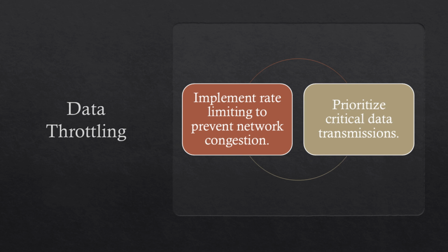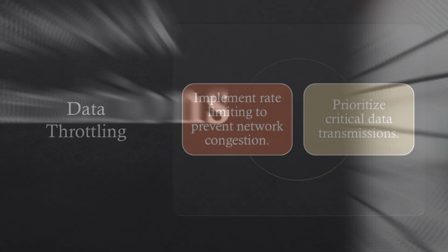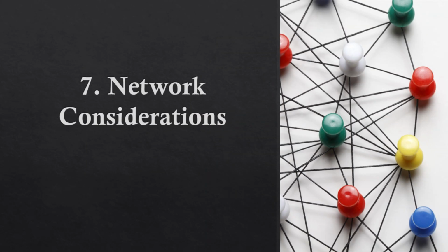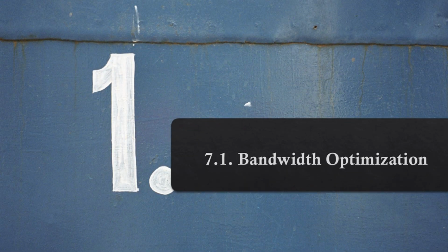This ensures that the most important information is communicated promptly, even under constrained network conditions. In this part of the presentation, we'll delve into the critical network considerations that ensure our hybrid edge cloud system operates efficiently and reliably. We'll discuss strategies for optimizing bandwidth usage and handling offline scenarios to maintain seamless data flow, even in challenging network conditions.